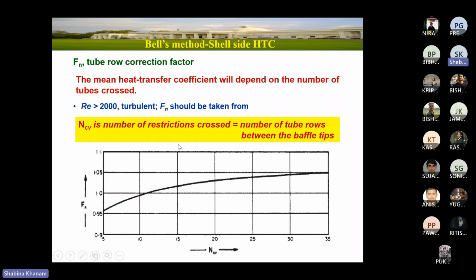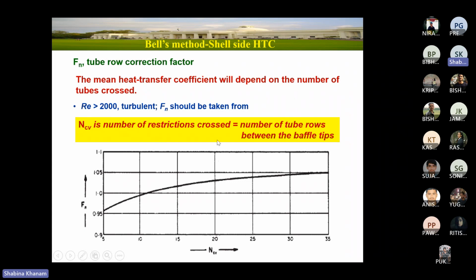Okay, number of restrictions crossed, and if you see what is written over here, number of tubes crossed. So number of restrictions, either we say, or we can say number of tubes crossed, or we can say number of tube rows crossed. Okay, this is the same thing. So NCV is the number of restrictions crossed.